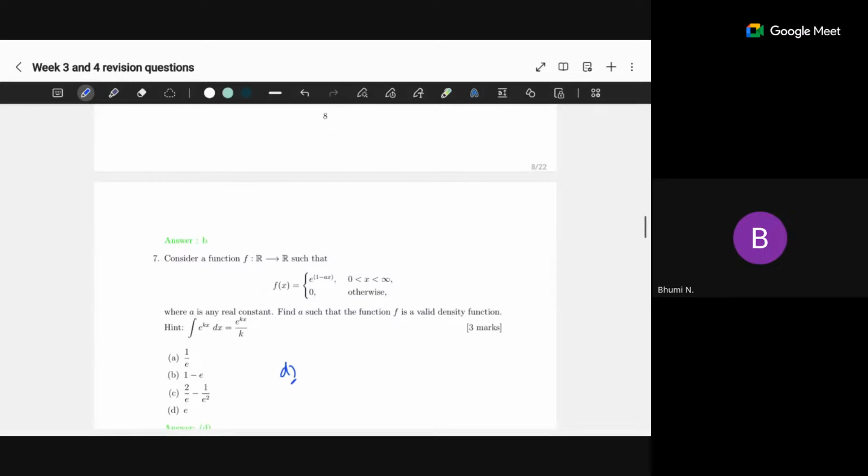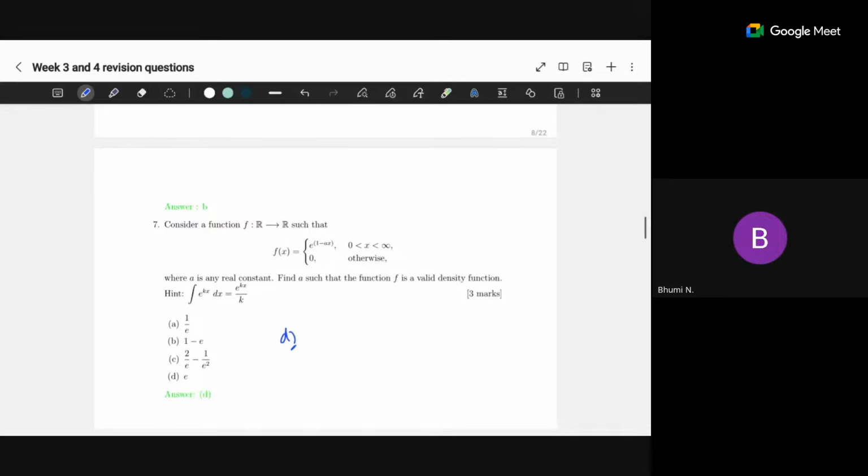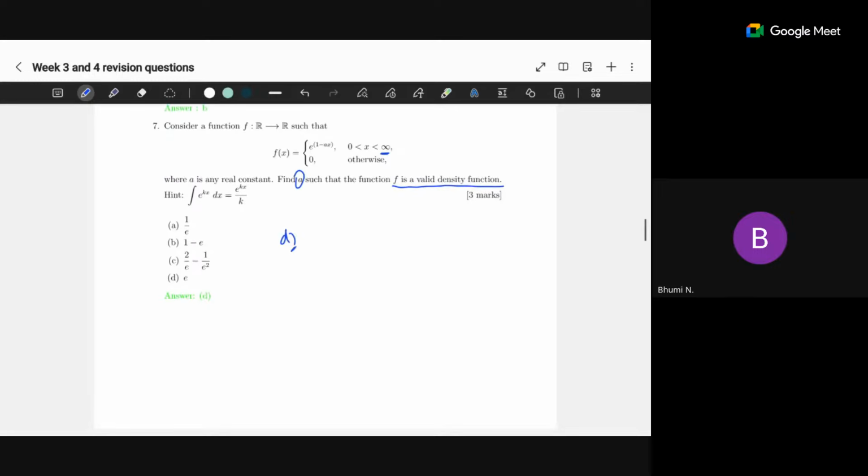Okay. So now we have a function here. We have f(x) as e raised to the power 1 minus ax, where x is going from 0 to infinity. Find the value of a such that the function is a valid density function. We know it is a valid density function if the integral of f(x) from 0 to infinity equals 1, and f(x) is greater than or equal to 0. It is obviously greater than or equal to 0. I just need to find out this thing.